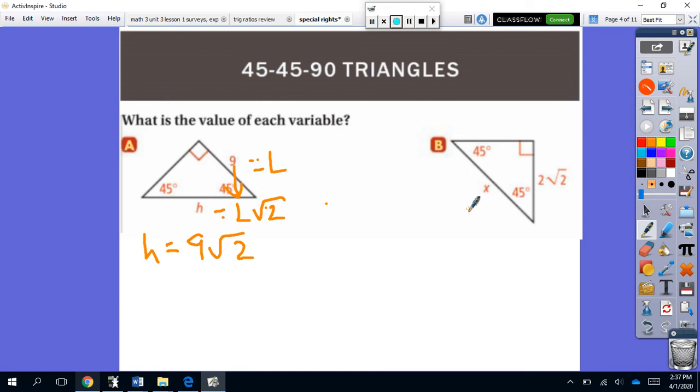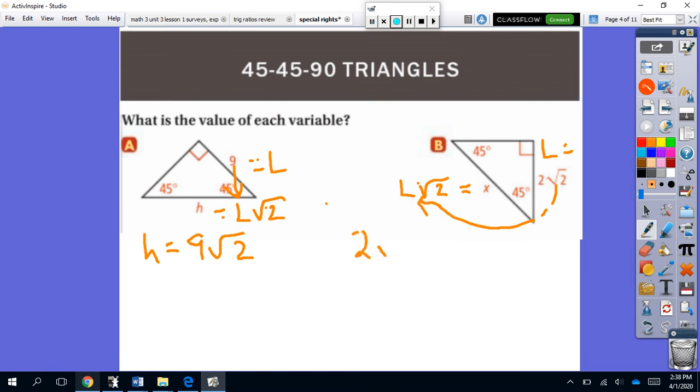So next one is a 45, 45, 90. I know the hypotenuse is x, and one of the sides is 2 square root of 2. So let's label what we know. We know this is L, and this is L square root of 2. Notice I put the formula from the special right triangle on the side that it is appropriate for. To find x, I need to know what L is, and I know that L is 2 square root of 2. So I'm going to plug that in for L.